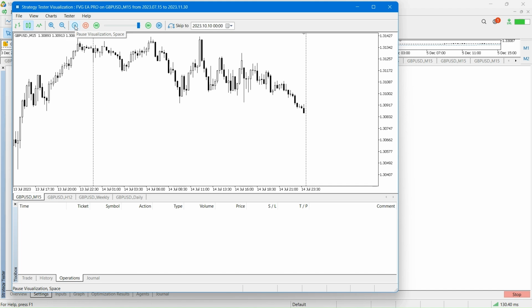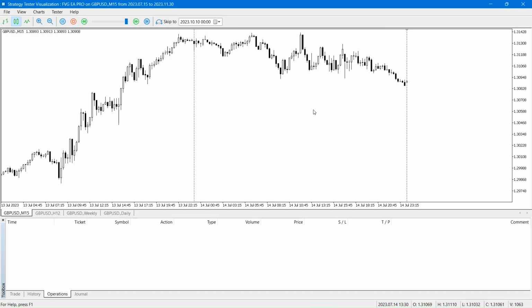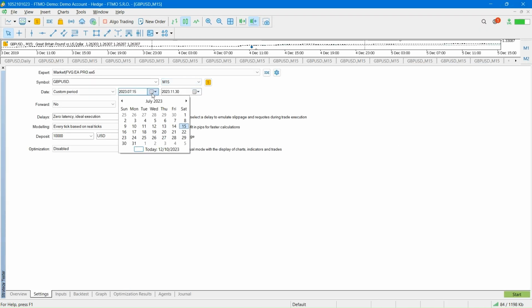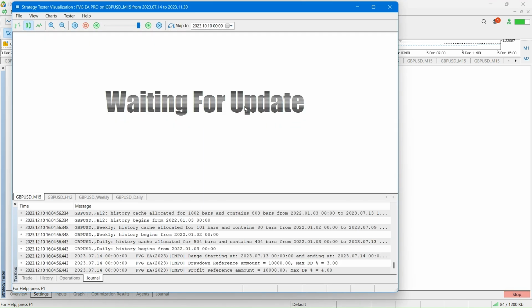So the first thing is, let's wait a little. Come on. It doesn't want to start. Let me just change the date. It could be a load of data that is not passing through.